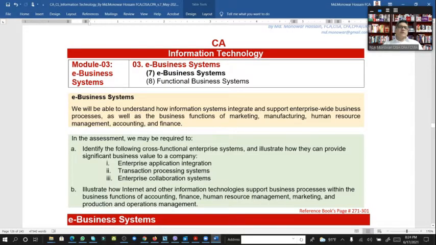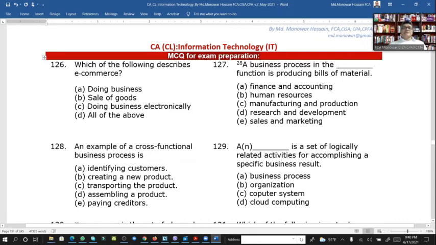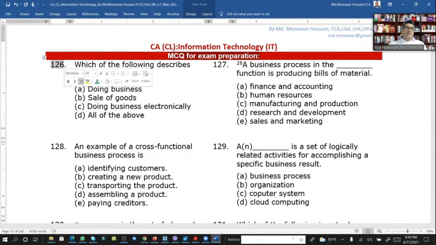Chapter 3, e-business system. Within e-business system, we have two topics: one is e-business system, another is functional business system. Based on Chapter 3, two items. Here we have summarized a few MCQs. Lastly, we have discussed 125. Now from 126, we are continuing.